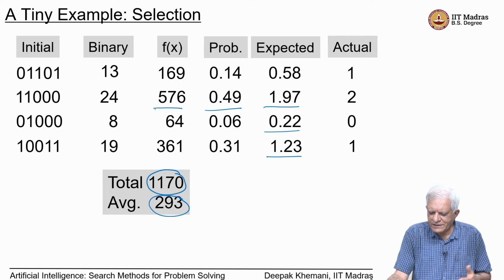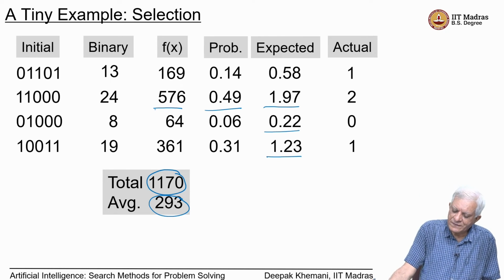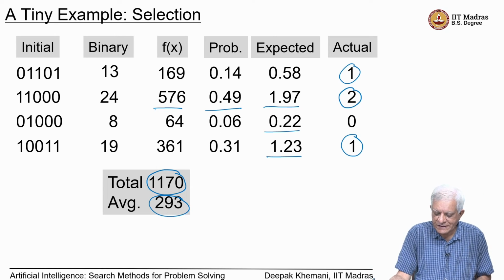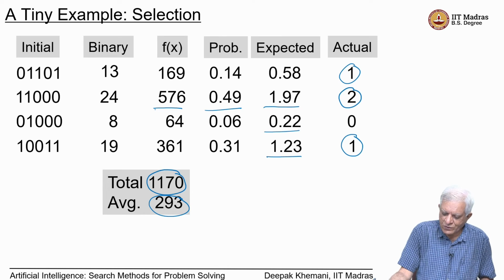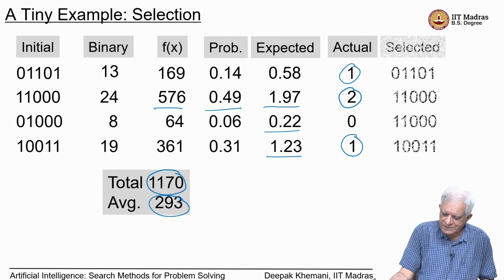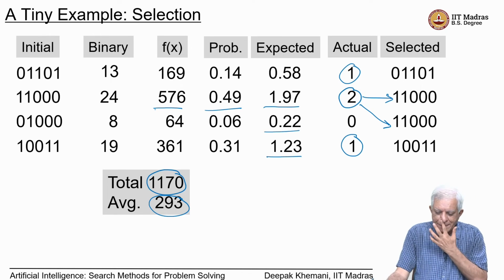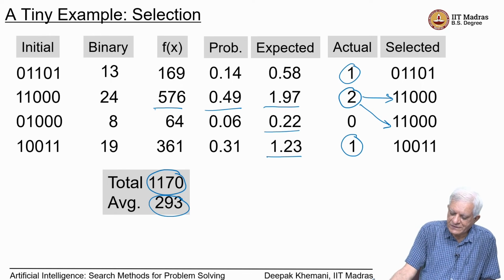So, let us say we spin this roulette wheel that we spoke about and produce these candidates. So, we find that the first candidate has got 1 copy, the second candidate has got 2 copies, and the last candidate has got 1 copy, and the third candidate does not exist in the cloned population. So, these are the candidates that we have. We have 2 copies of the second candidate and 1 copy each of the first and the last one.